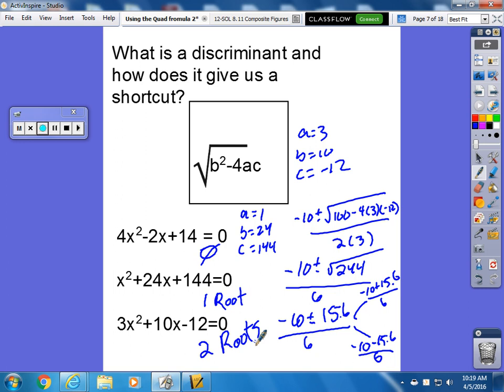If you have a negative number under the radical sign in the discriminant, you have a no solution. If you have a 0 under the radical sign in the discriminant, you have one root. You have one solution. And if you have a positive number under the radical sign, you're going to end up with 2 roots, whether it's a whole number or whether it's a decimal.